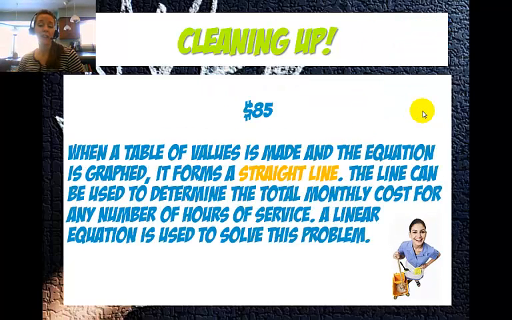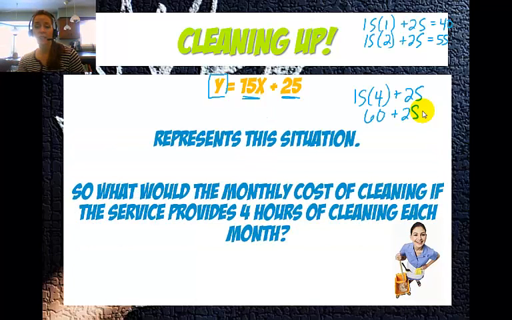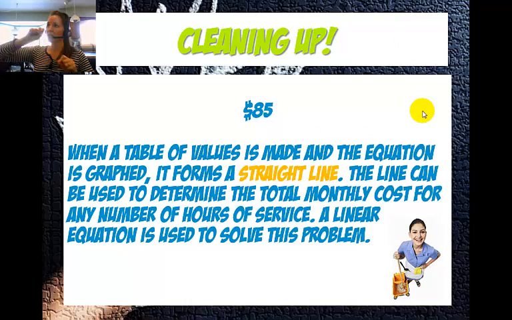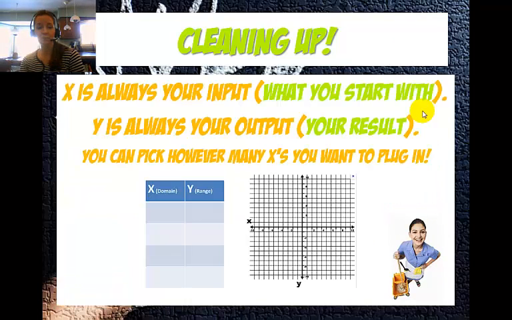When a table of values is made, if we made a table showing 1 hour is 40, when we plugged in 2 hours, we got 55, 4 hours is 85, we could plug in 10 hours or 100 hours and see what those would look like, right? The line that you make with all those different points can be used to determine the monthly cost for any number of hours of service. All right, and as I said before, your x is always your input. That's what you start with, and your y is always your result, your output.